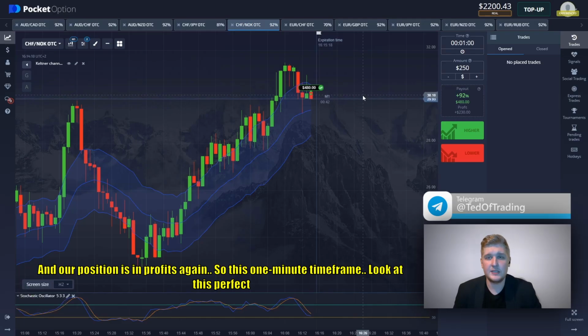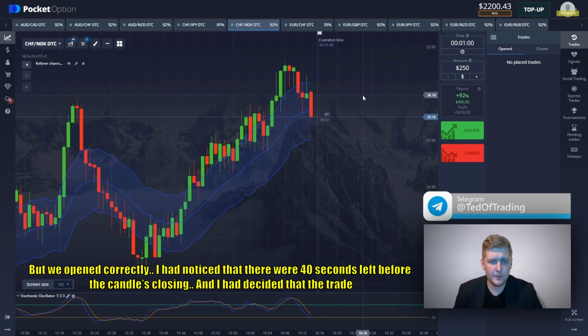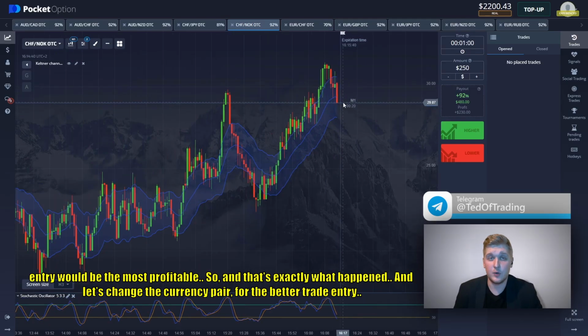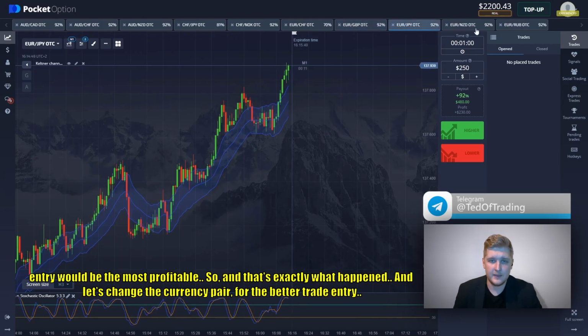So this 1 minute time frame, look at this perfect timing of our trade entry, guys. Now the stochastic is going down for the further correction, but we opened it correctly. I assumed that there were 40 seconds left before the candle's closing, and I had decided that the trade entry would be the most profitable. So, that's exactly what happened, and let's change the currency pair for the better trade entry.